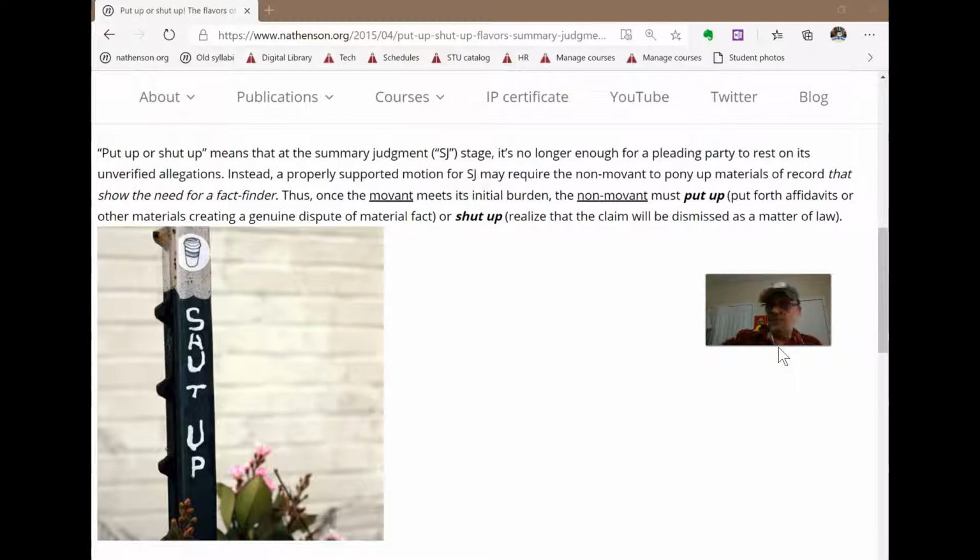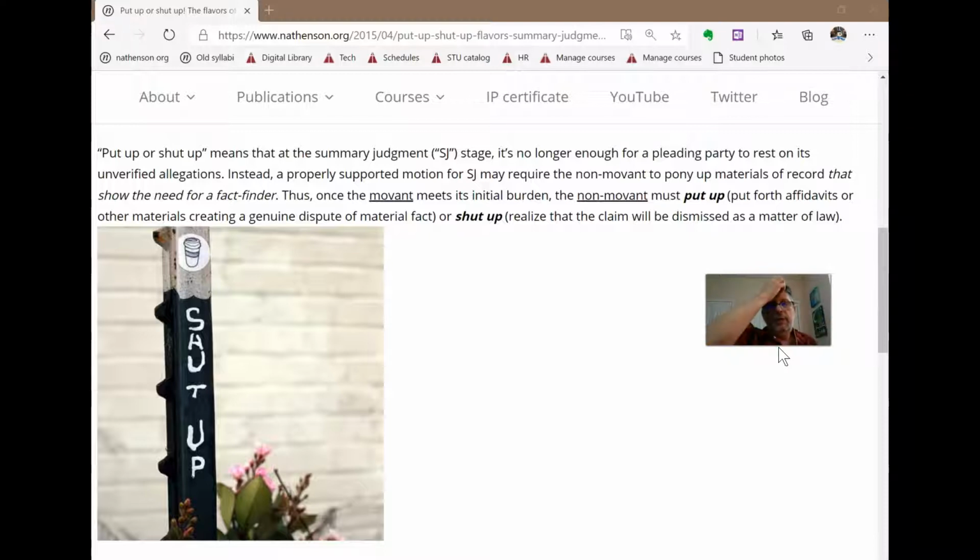If the plaintiff has something that is evidence from which a jury can find that I was driving that car, then let them speak now or forever hold their peace. Put up or shut up. And after the opposing party has an opportunity to respond, if they've got nothing that's either admissible or reducible to admissible evidence, then the court very well may grant the motion and grant the summary judgment.